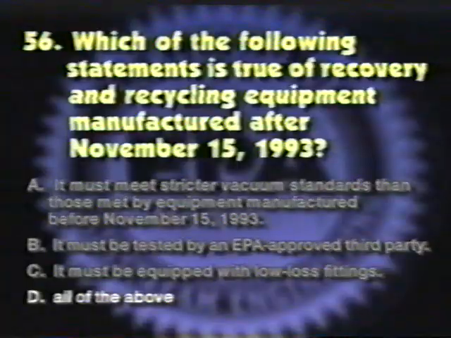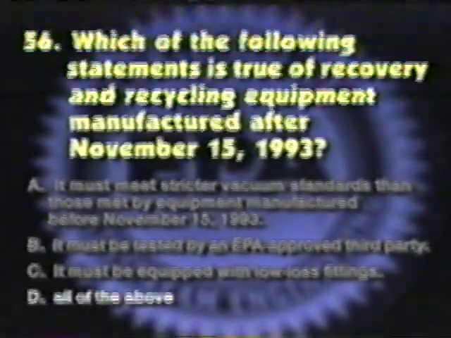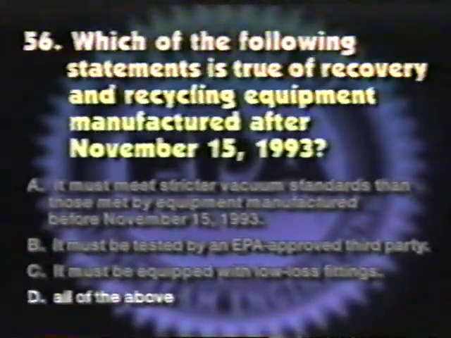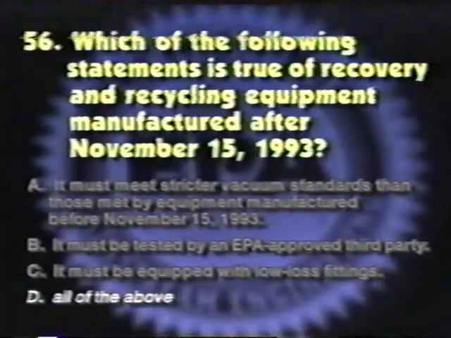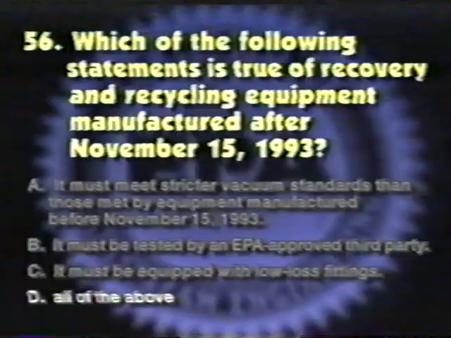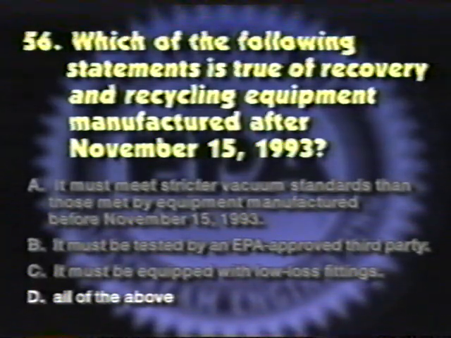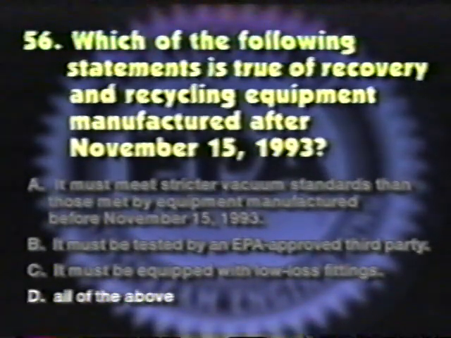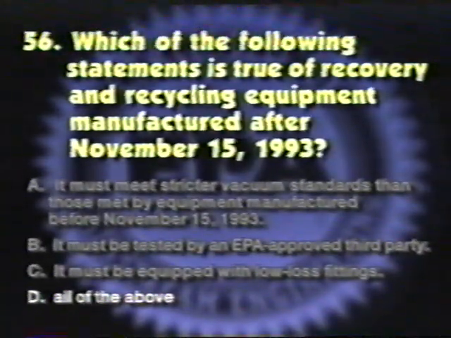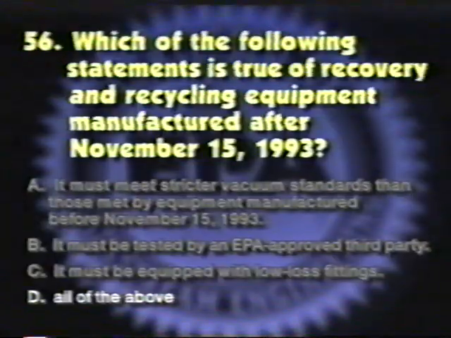The correct answer is D. Recovery and recycling equipment manufactured after November 15, 1993 must meet more stringent vacuum standards than equipment manufactured before November 15, 1993. It must be tested by an EPA-approved third party, and it must be equipped with low-loss fittings.